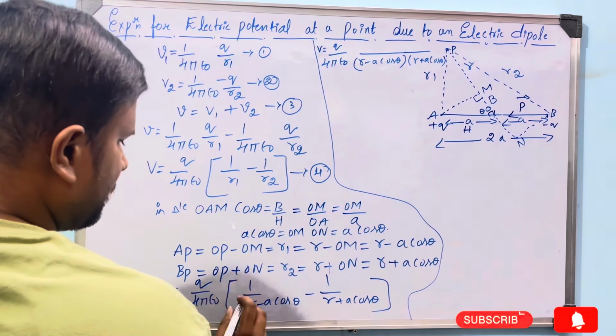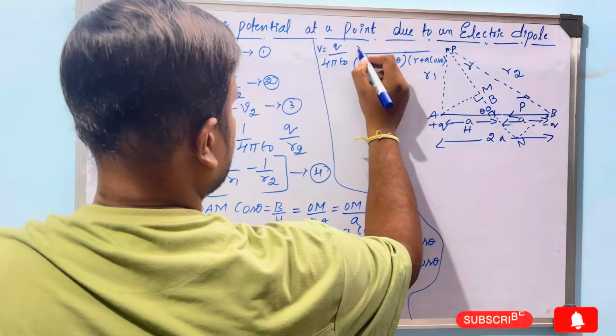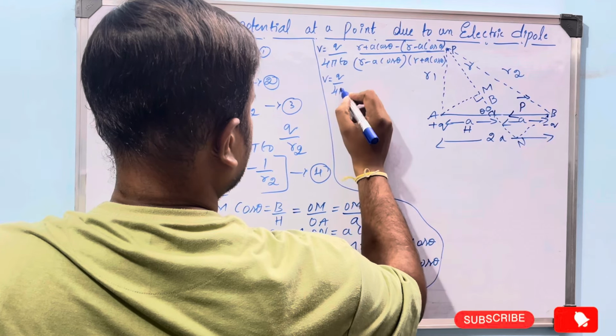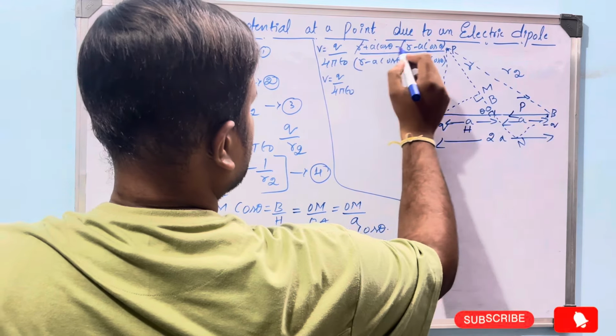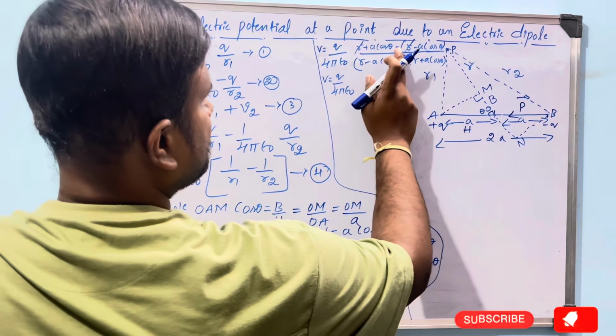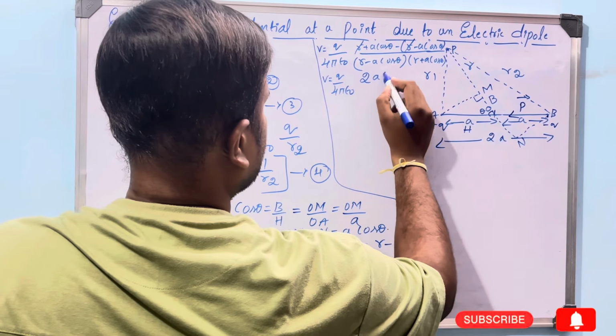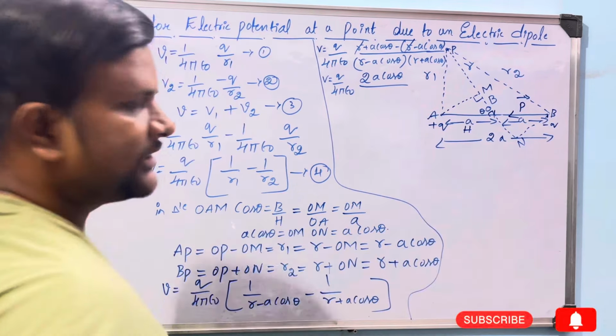Now cross multiply: 1 into R plus A cos theta becomes R plus A cos theta minus of R minus A cos theta. So V is equal to Q divided by 4 pi epsilon naught, here plus R minus R will get cancelled. Minus into minus becomes plus A cos theta. A cos theta and A cos theta become 2A cos theta. Okay, so this is in the form of A plus B into A minus B, so this can be written as A square minus B square.